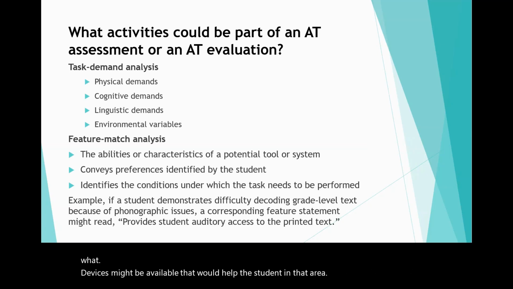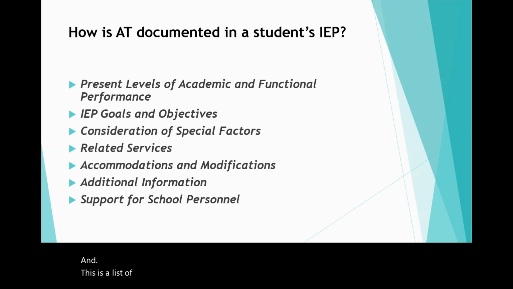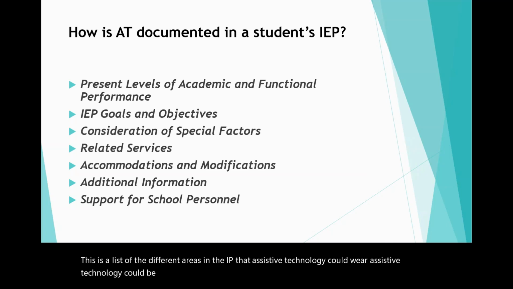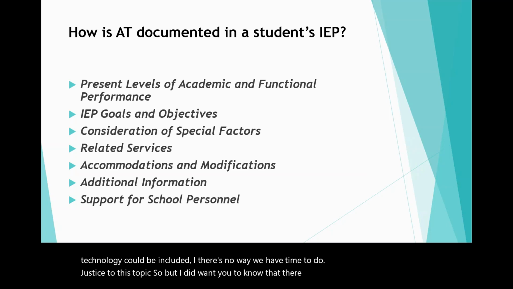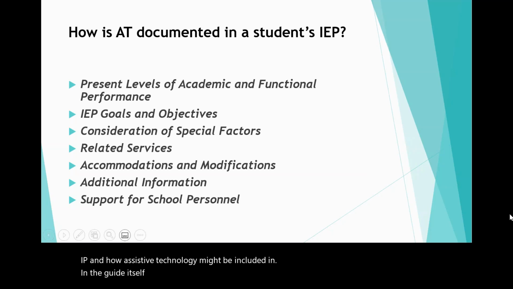One of the other things in this chapter talks about how AT is documented in a student's IEP. And this is a list of the different areas in the IEP where assistive technology could be included. There's no way we have time to do justice to this topic, but I did want you to know that there are discussions of each area of the IEP and how assistive technology might be included in the guide itself. So I refer you to the guide to look at that in greater detail.